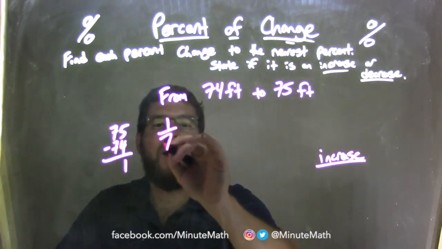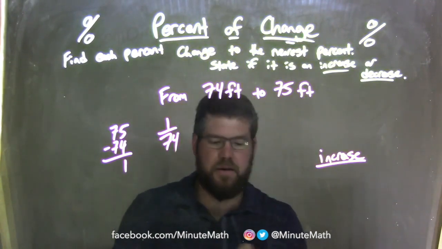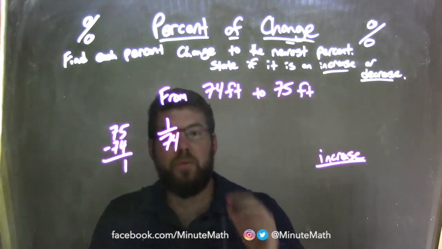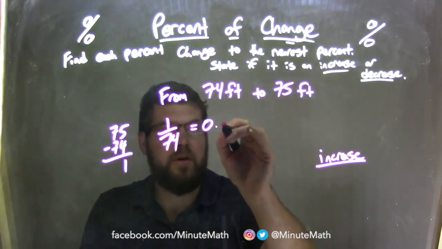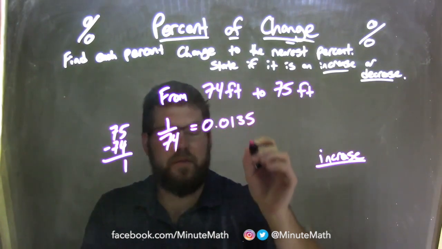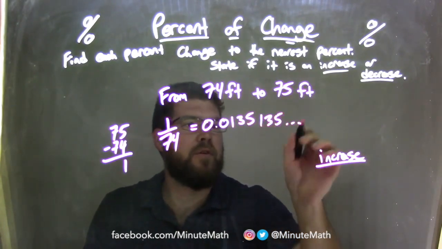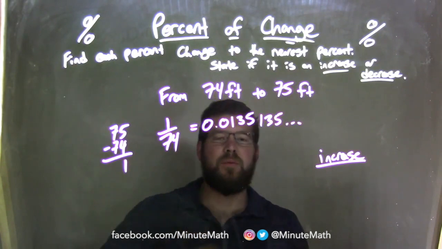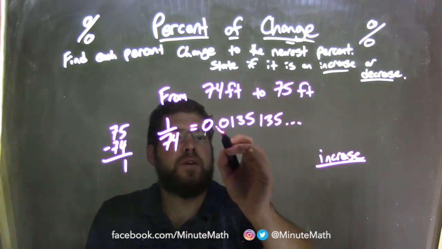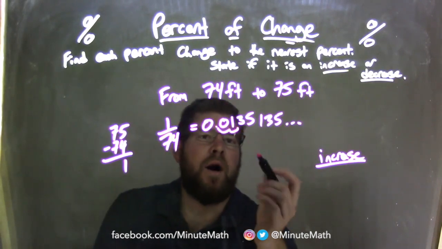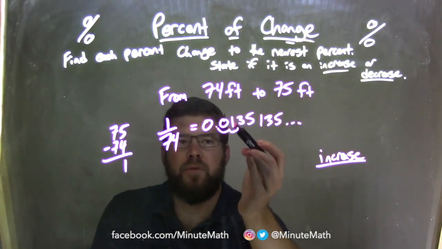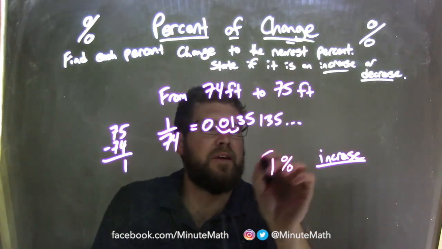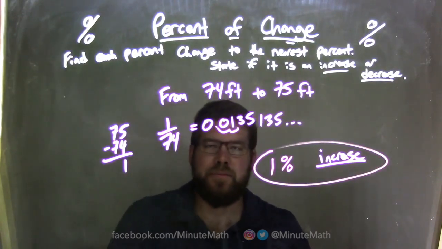So we take 1, we divide it by 74. So I use my calculator here. 1 divided by 74 comes out to be 0.0135, and then it repeats 135 forever. Okay? So, move it over 2 units, right? So it's going to be a 1, but then we have that 3. 3 determines the rounding of this one right here. 3 is below 5. We don't round up. We keep it the same. So we actually just have a 1% rounded answer, of course. Increase.